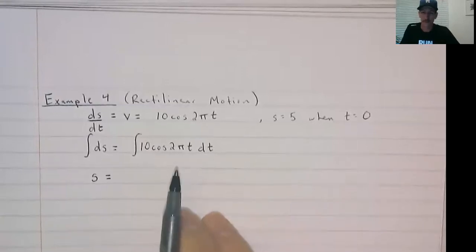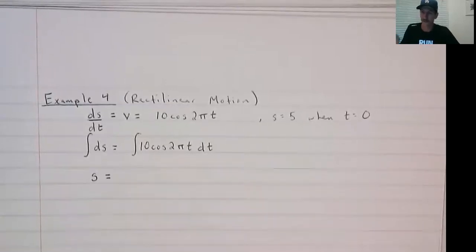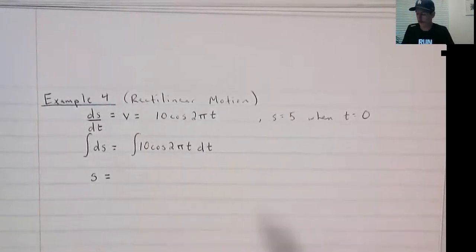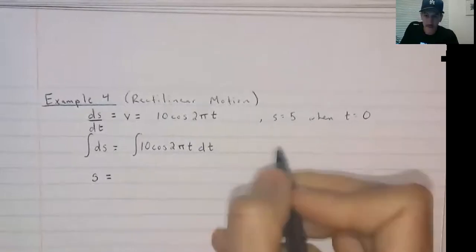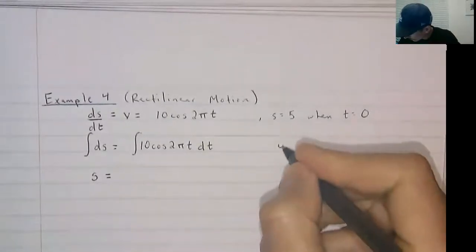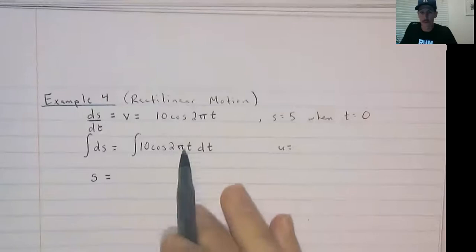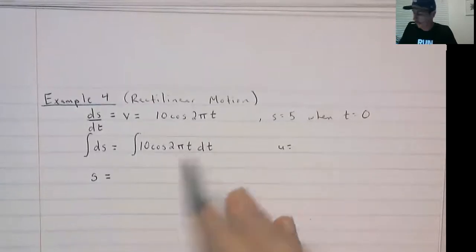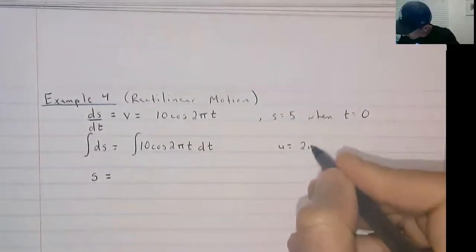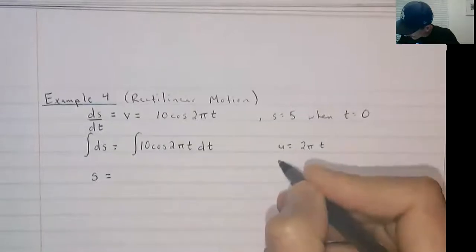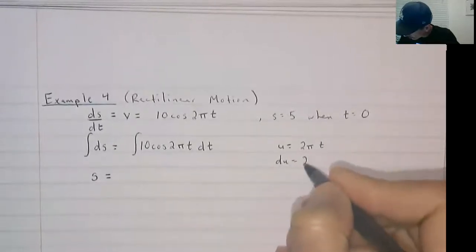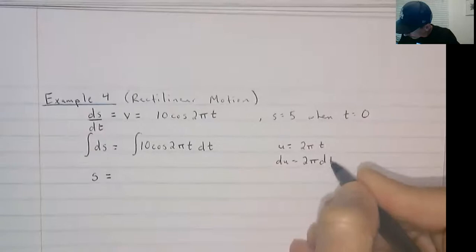So I'm going to show the u sub where the book doesn't. The book just assumes that we're familiar enough with the chain rule now in reverse that we can do it without the u sub. I don't think we're there yet, so I think a u sub is an appropriate thing to do here. And so off to the side, we'll say that the u, again, is going to be our innermost guy. It's going to be 2 pi t, which means that du is 2 pi dt.